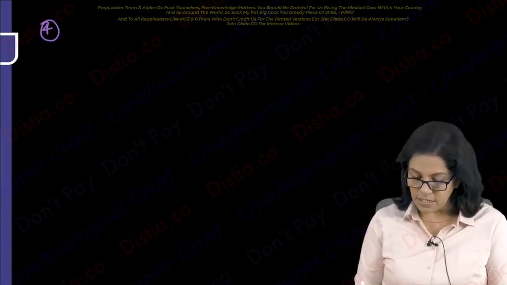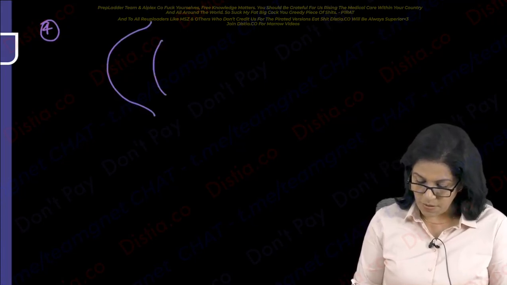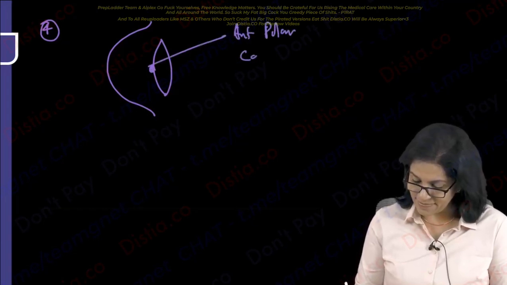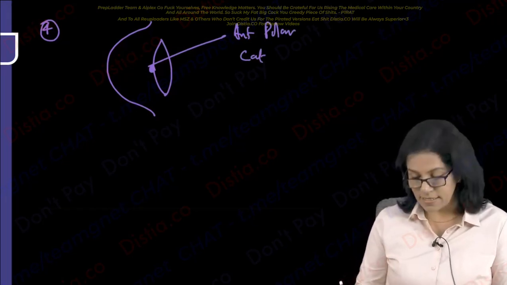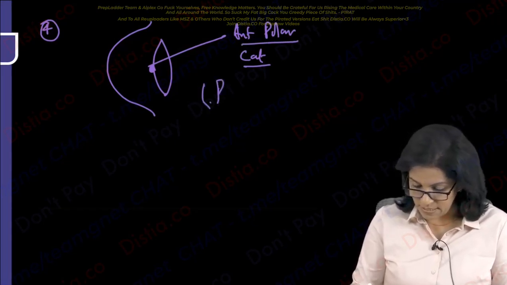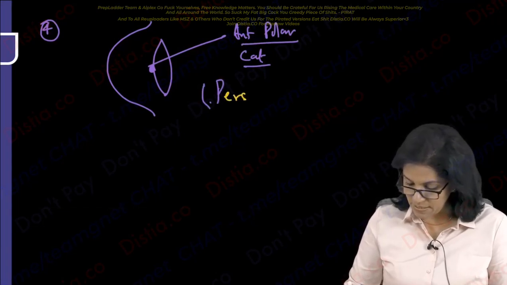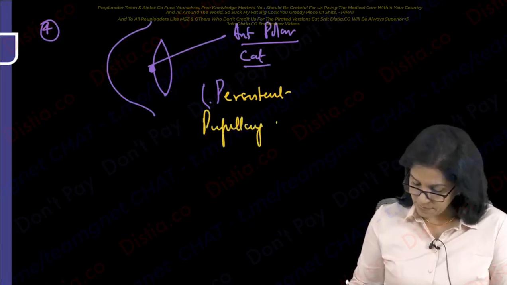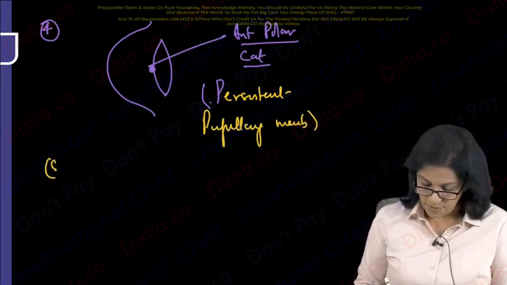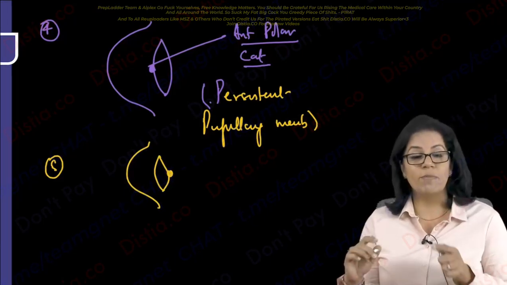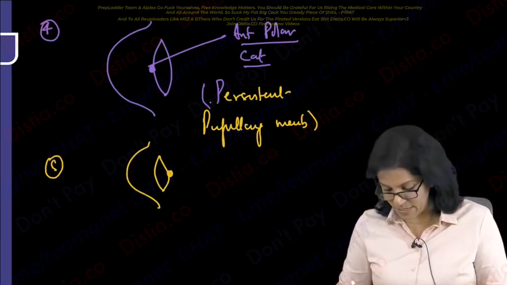After that is your anterior polar. What do we mean by that? That it is the anterior pole from where it starts. So this is your anterior polar cataract. Now anterior polar cataracts generally are associated with persistent pupillary membranes. We next talk about posterior polar. Posterior polar will be associated with remnants of hyaloid tissue.